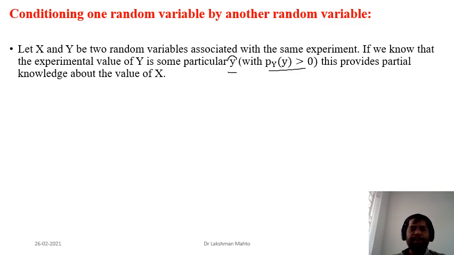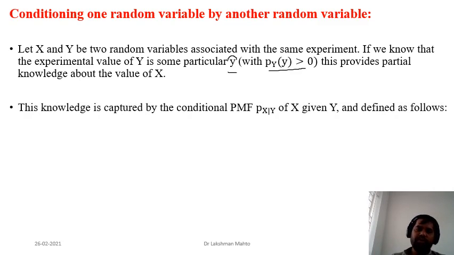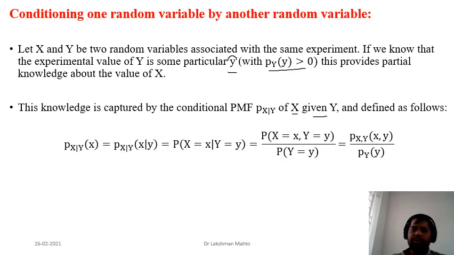So what is the probability that X is happening together with Y, once we have already observed Y? That probability we can calculate with the help of conditional probability. You can observe the definition here. This knowledge can be captured by the conditional probability mass function of random variable X given Y, where Y is already given. It can be defined with the help of this definition.